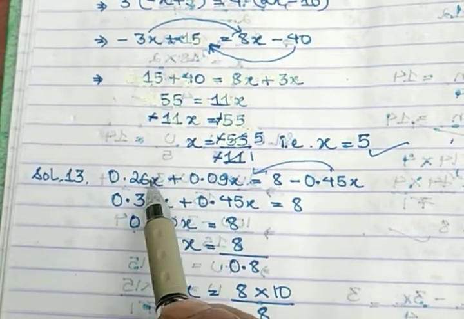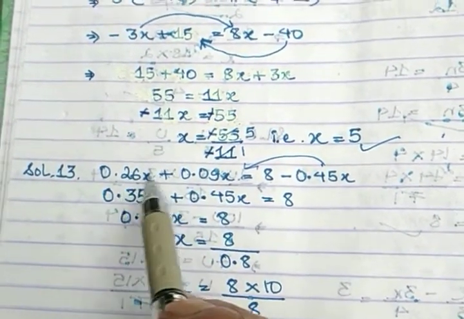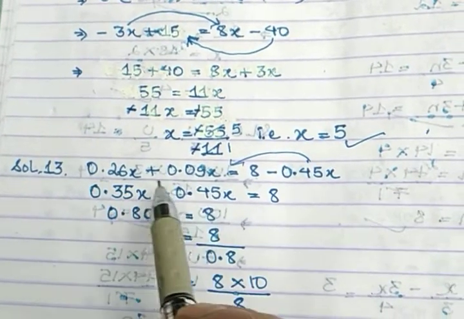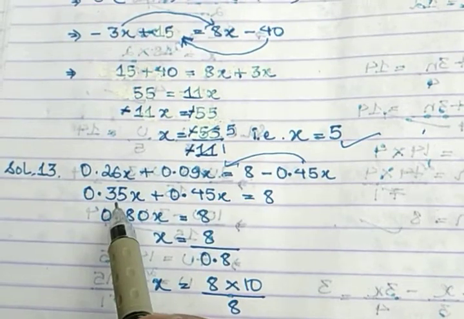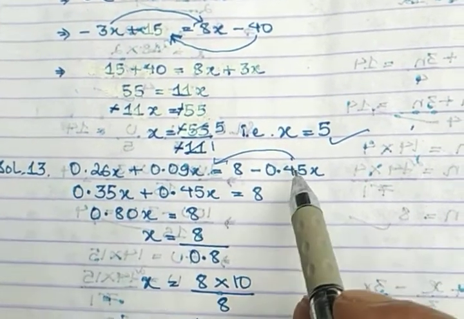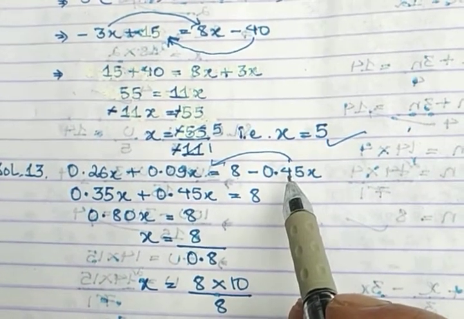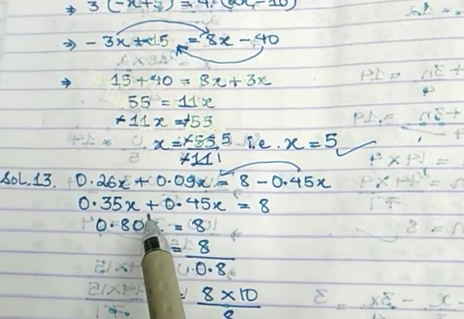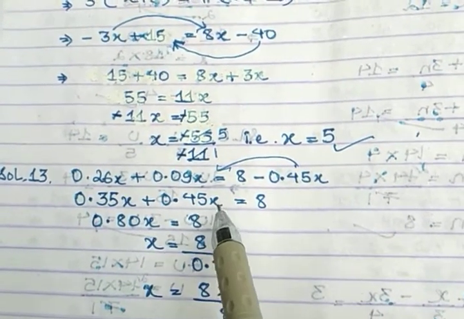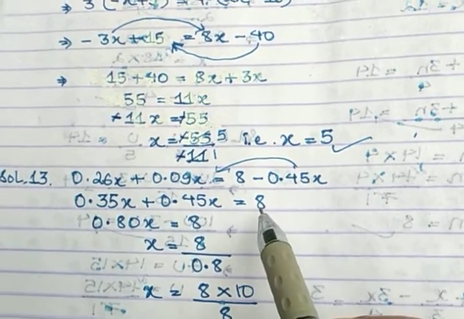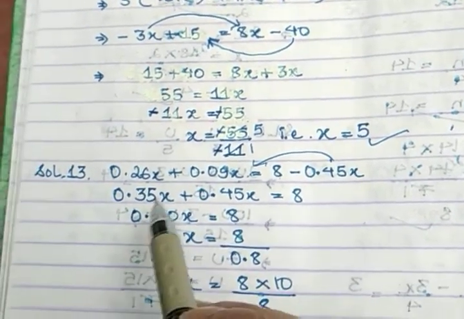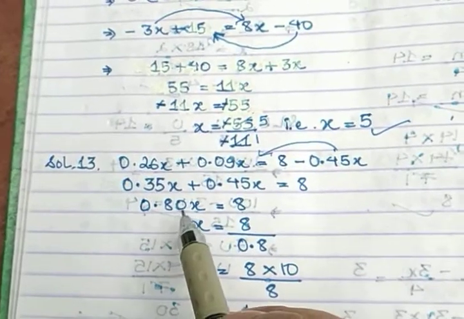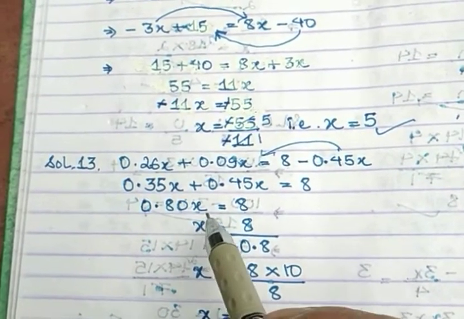So first of all, I have added these terms because they were like terms, 0.26 and 0.09. I have added them up. They give me 0.35x. Taking minus 0.45 from the right side to the left side, it is plus 0.45. The 8 was already there on the right side, so it remained as it is. Now after adding these two, how much did I get? I got 0.80x equals 8.